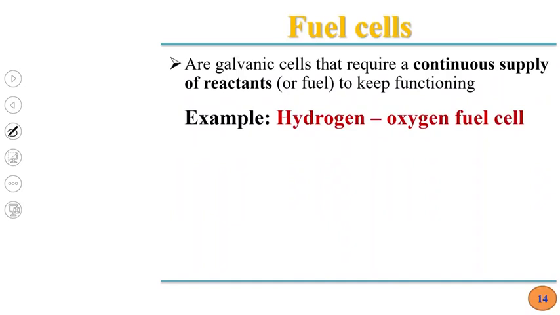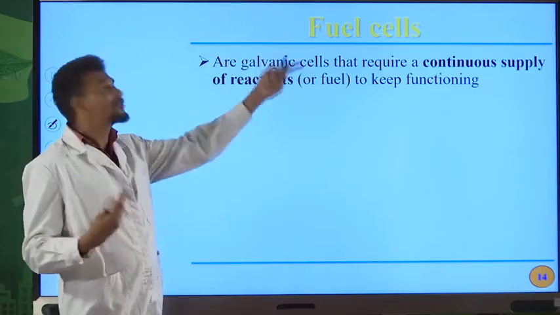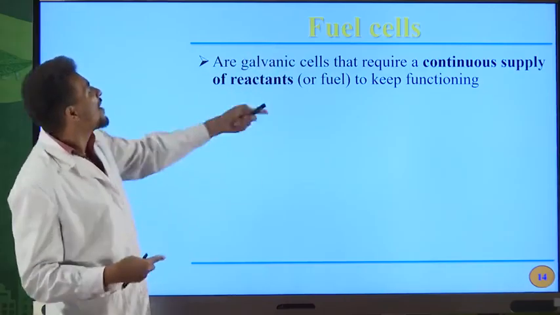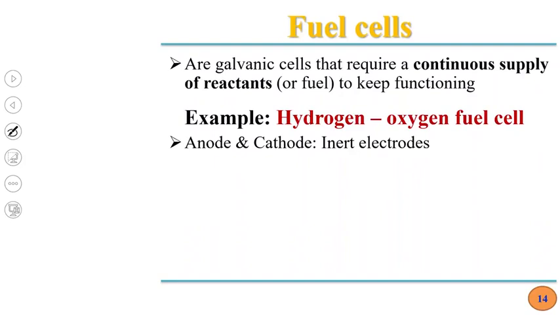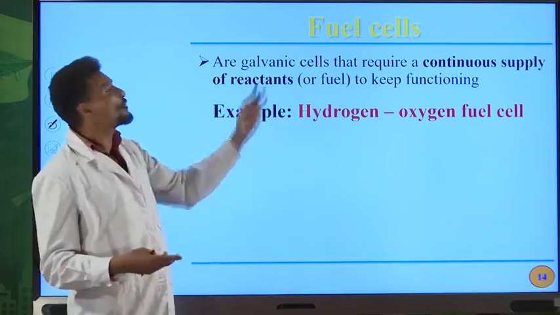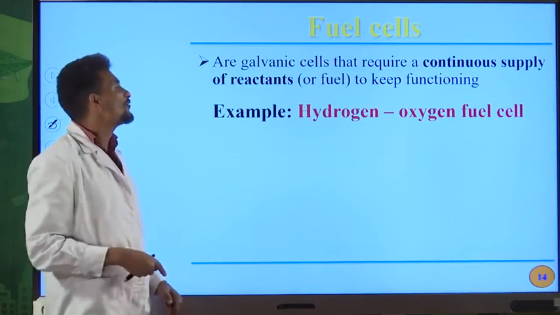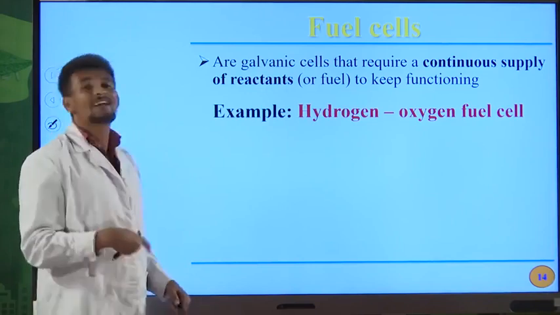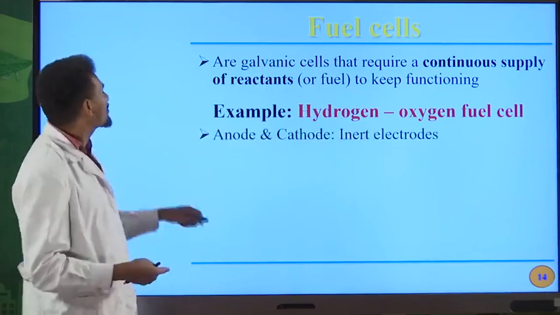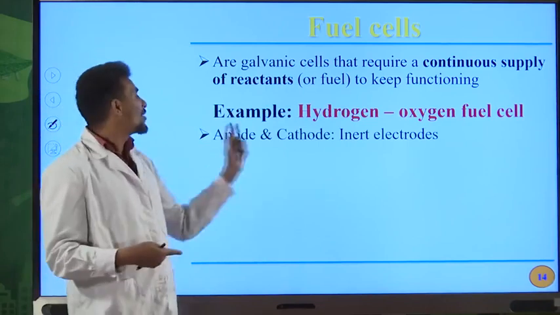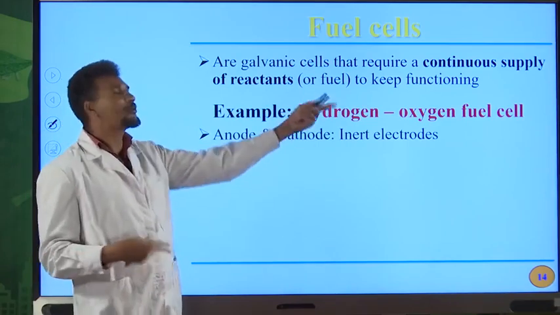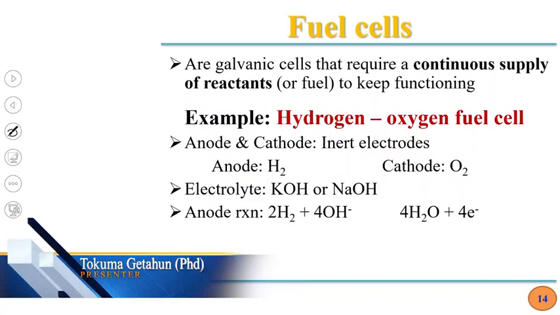Okay, another one is the fuel cell. What is a fuel cell? Fuel cells are galvanic cells that require a fuel to keep functioning. Okay, a continuous supply of reactants. For example, the hydrogen-oxygen fuel cell. This is one of the best examples of fuel cells. In these hydrogen-oxygen fuel cells, inert electrodes serve as the anode and the cathode.